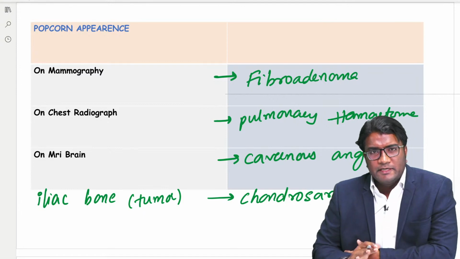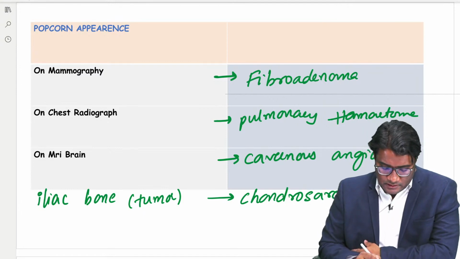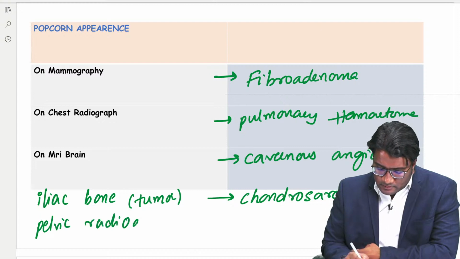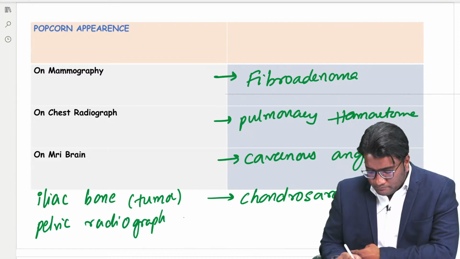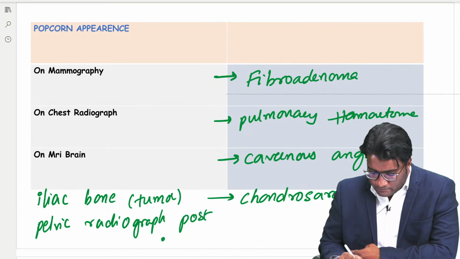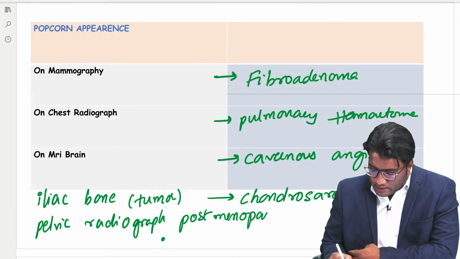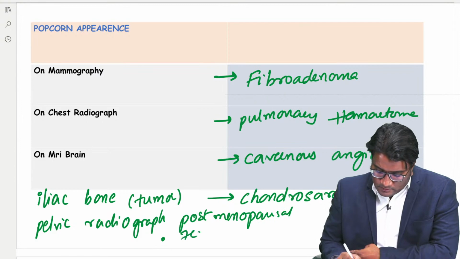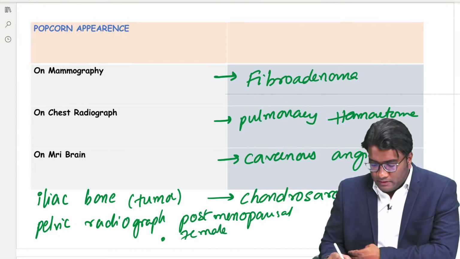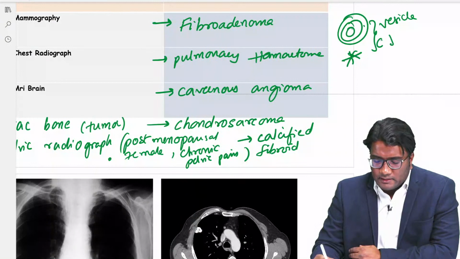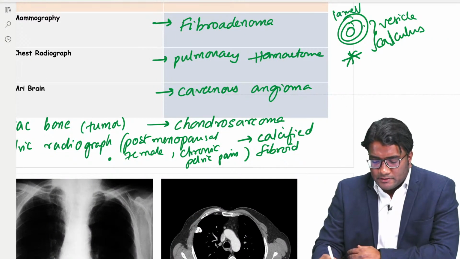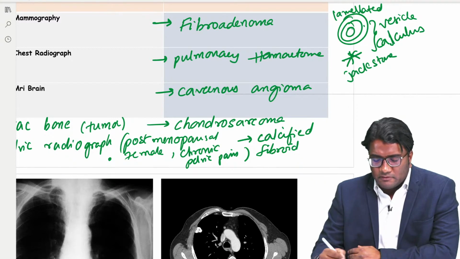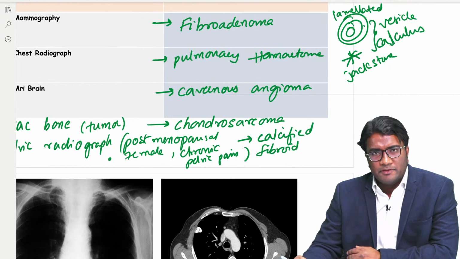So have brief ideas about this popcorn. If you are given a pelvic radiograph in a postmenopausal female with chronic pelvic pain, which was asked in your last FMGE exam, postmenopausal female, chronic vesical calculi, they will usually be lamellated appearance or a jackstone appearance. The lamellated appearance is more common, and sometimes when you have a jackstone calculus, you'll have that kind of appearance.